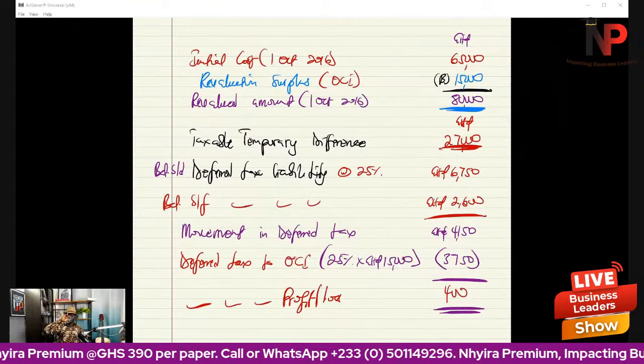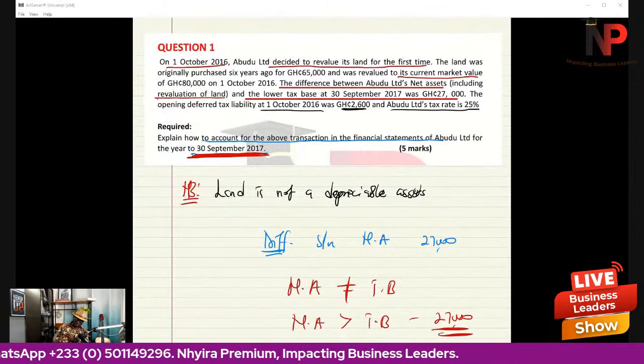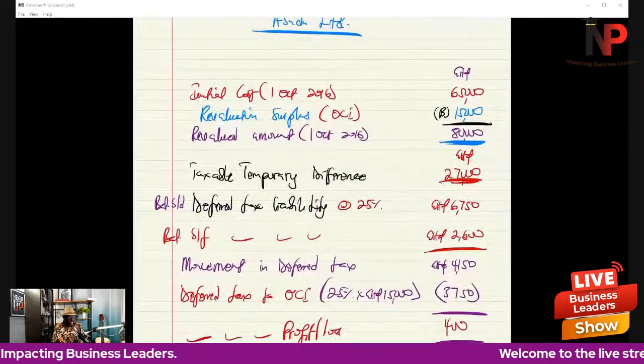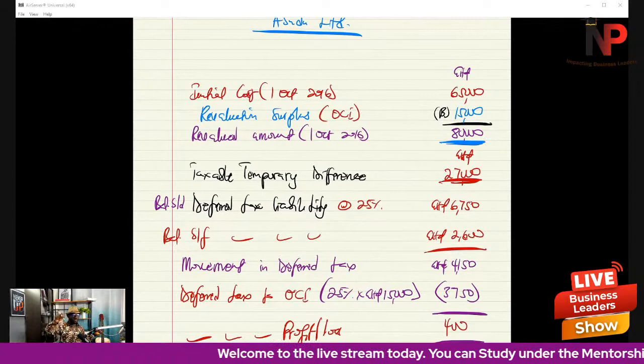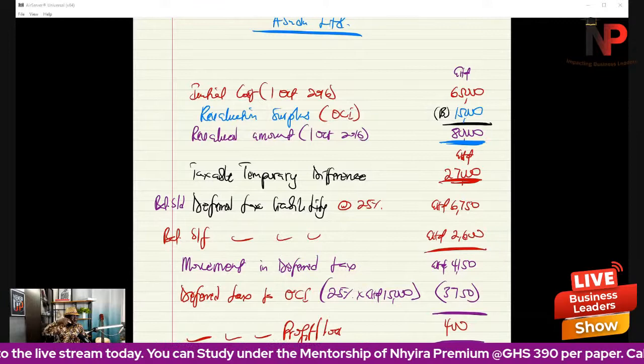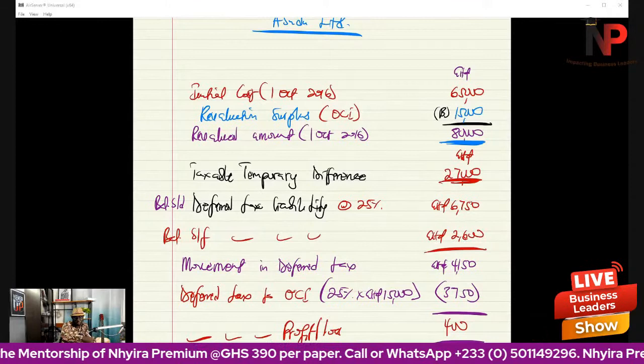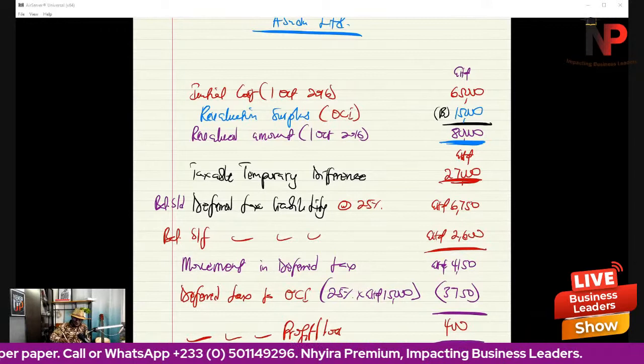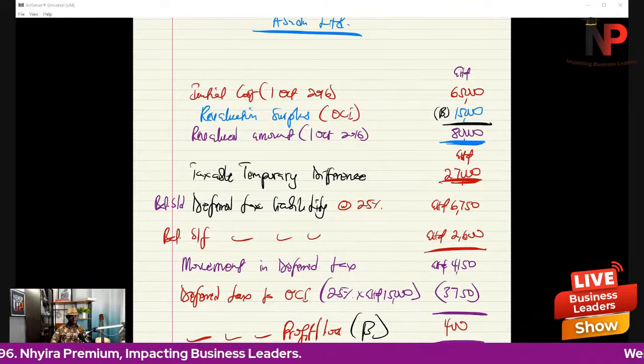So that is the idea here about this question. You realize that when you pick this question, in the first one, we were given the tax base, so we needed to calculate the temporary difference. Here, you are given the temporary difference, so all you do is calculate your tax. But then there was an opening deferred tax figure, so you'll be interested in the movement, and that movement is what you have to share between the OCI and the P&L. You see how beautiful the question is?